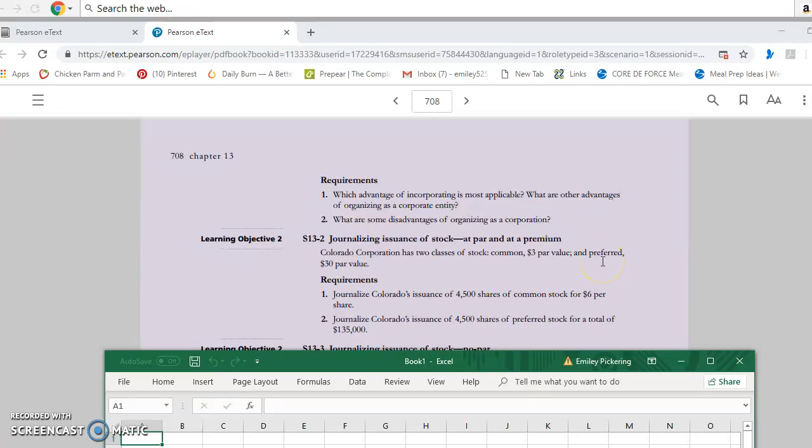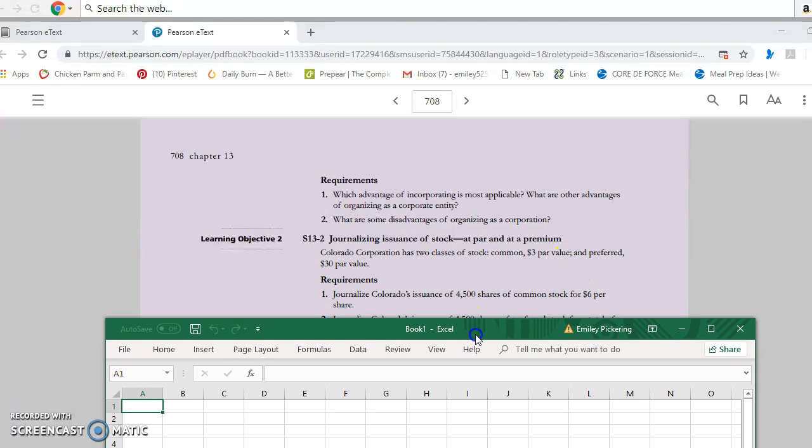So this is chapter 13. We're going to issue some stock at par, at premium. You can kind of see what that looks like. So the first one is we have two classes of stock: common, which has a $3 par value, and preferred, which has a $30 par value. So let's go ahead and issue the first one of 4,500 shares of common stock for $6 per share.